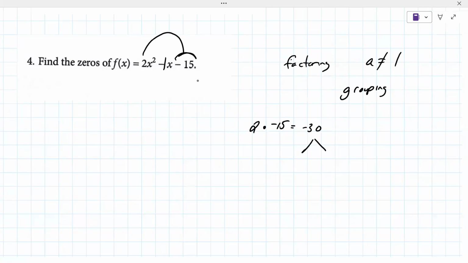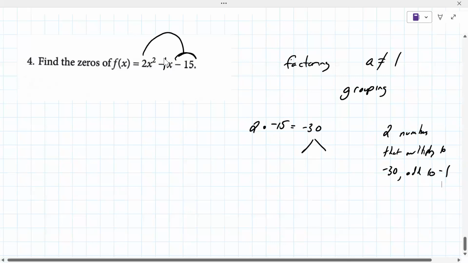So now you're looking for two numbers that multiply to -30, but add to -1. The reason it's -1 is that's the middle one there. So two numbers that multiply to -30, but add to -1. Can you think of those numbers, please?